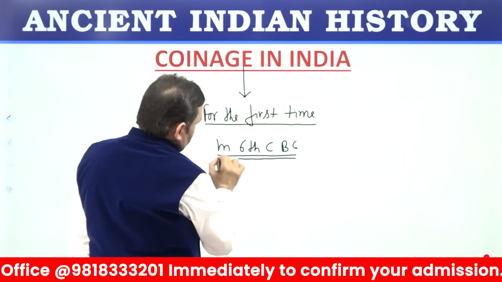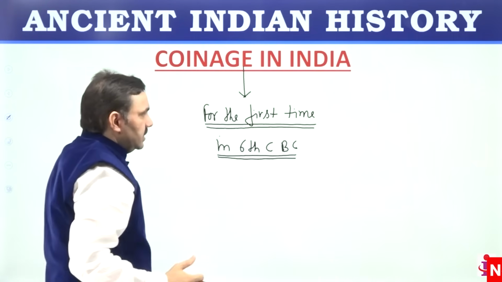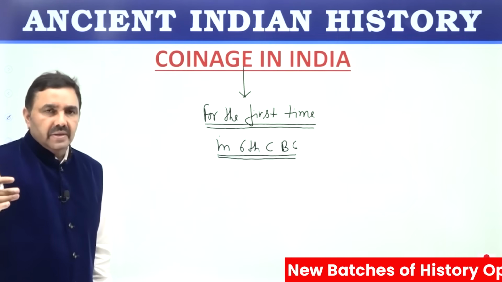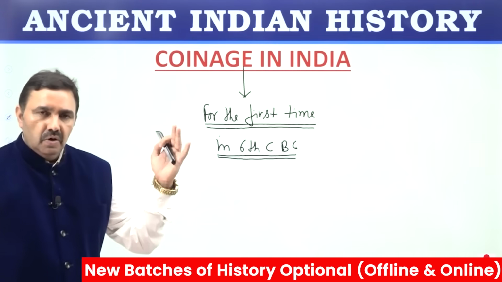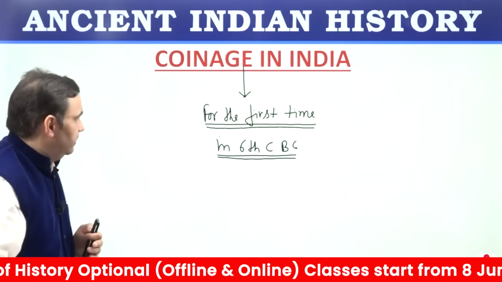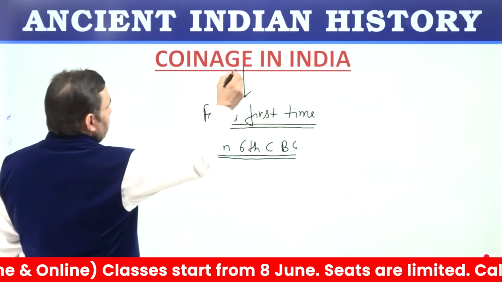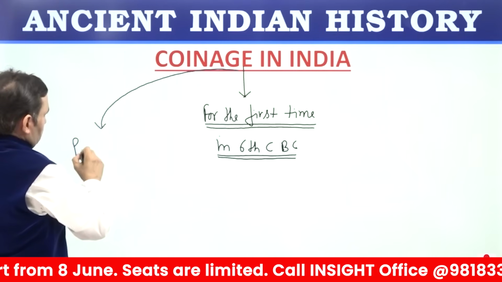So if a question comes, when were the coins issued for the first time? Answer is 6th century BC, or in the age of Buddha, or in the age of Mahavira, or in the age of Mahajanpadas. Meaning of all these three terms is the same, 6th century BC. What kind of coins were issued? The earliest coins were known as punch-marked coins.